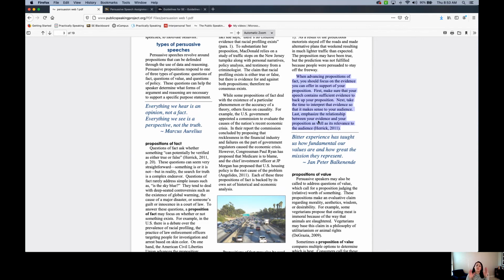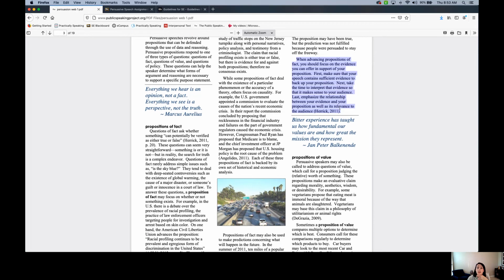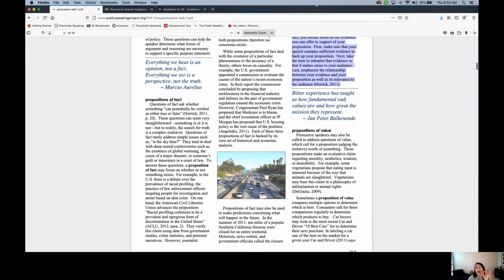So propositions of fact focus almost solely on the evidence. And so you must have impeccable research, credible sources, and you must be representing the evidence accurately. You need to take time to interpret the evidence so that it makes sense to your audience and emphasize the relationship between your evidence and your proposition, as well as its relevance to the audience. So if you're making a proposition of fact, it's all about the evidence.